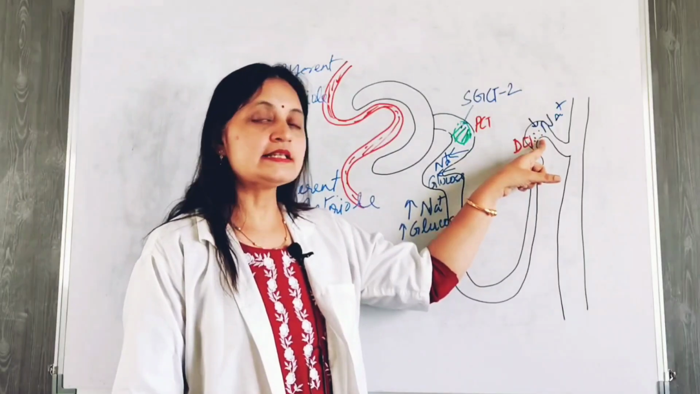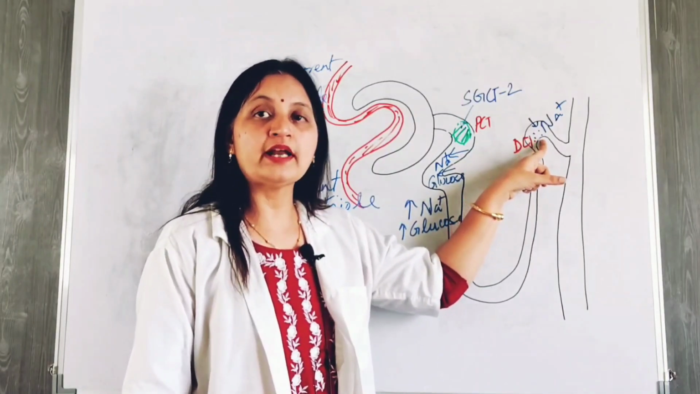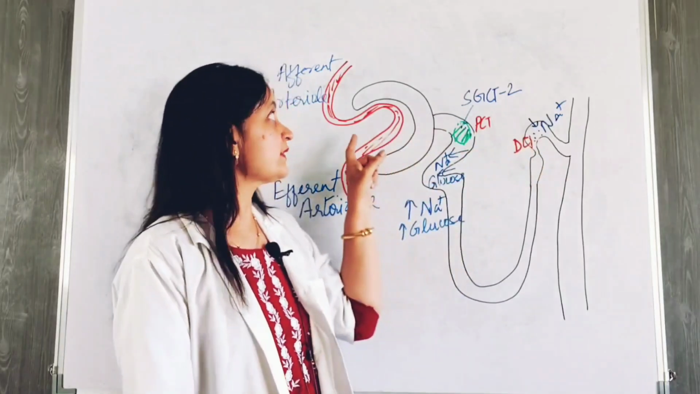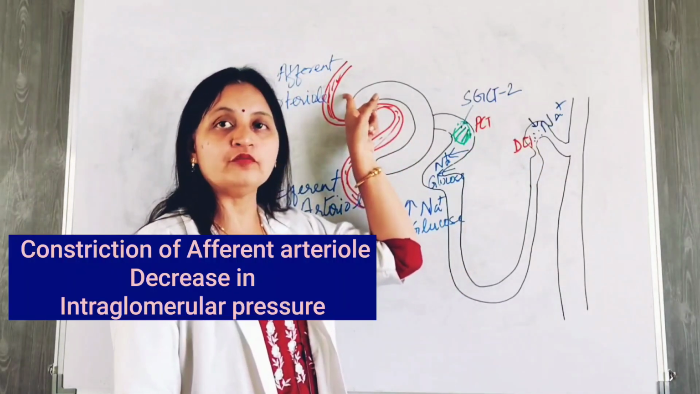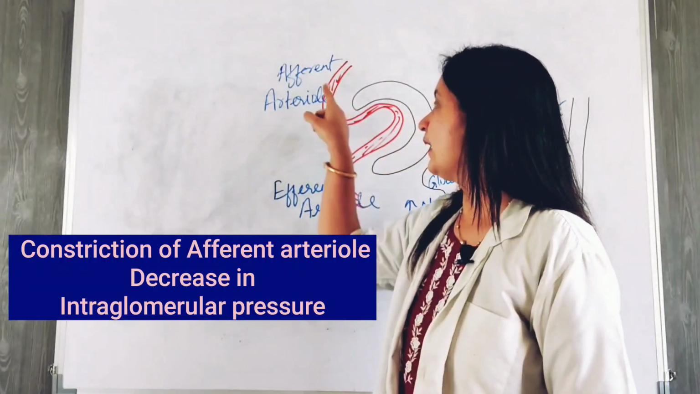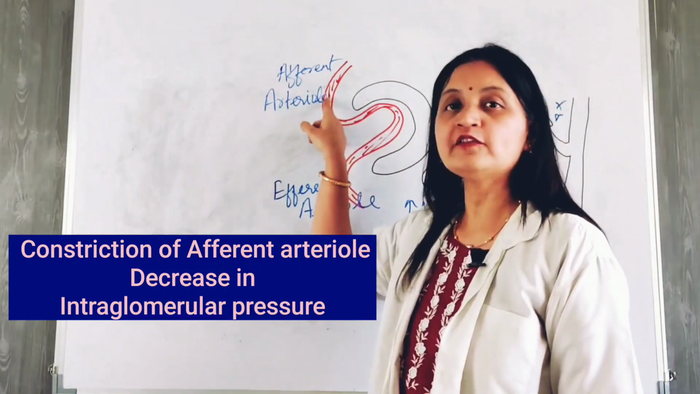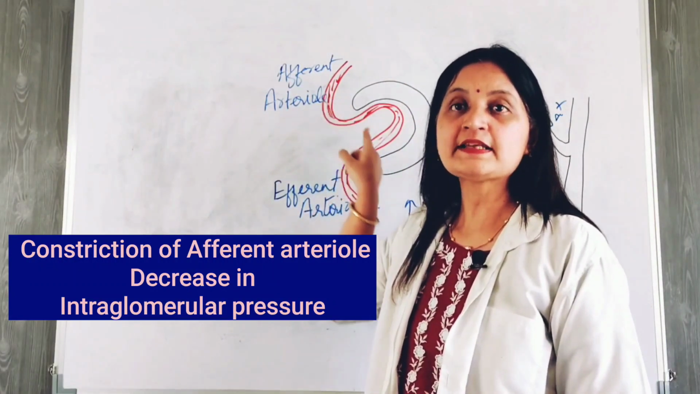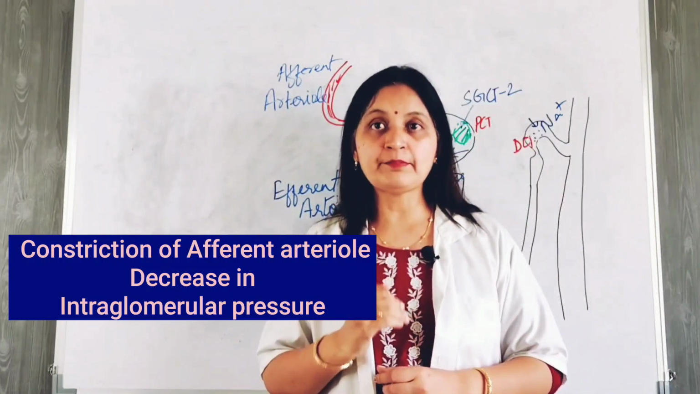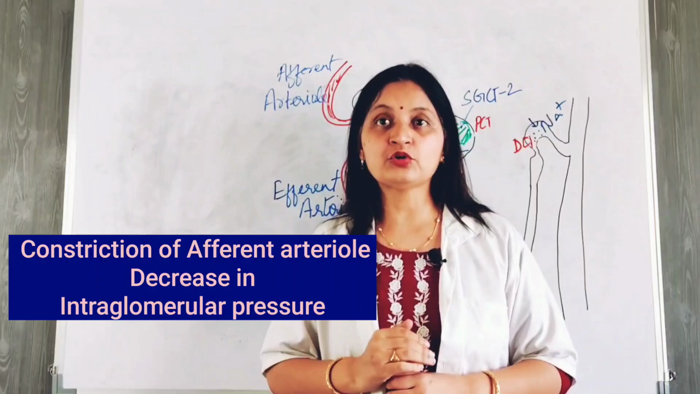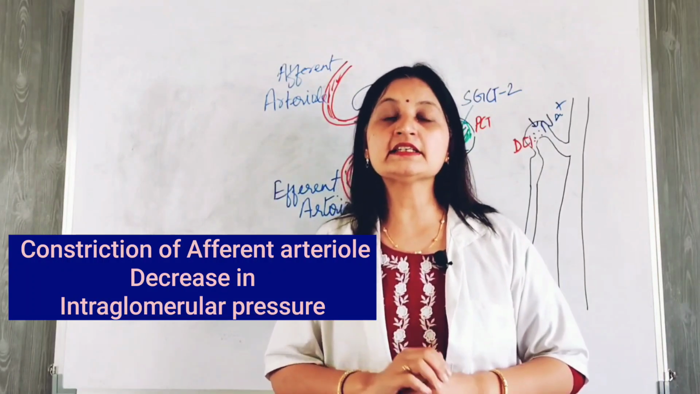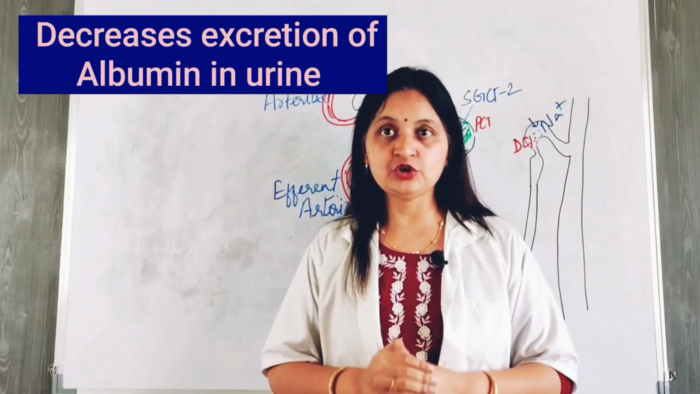The macula densa cells are sensitive to the sodium chloride in the tubular fluid and send signals to the smooth muscles in the afferent arteriole of the glomerulus that supplies blood to the glomerulus. So, by causing constriction of the afferent arteriole that supplies the blood to the glomerulus, it decreases the blood flow to the glomerulus, decreases the intraglomerular pressure, decreases the excretion of albumin in urine.